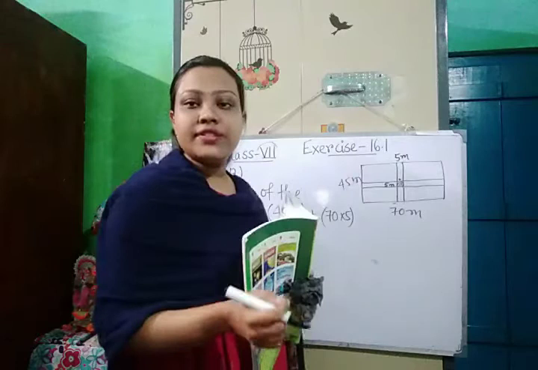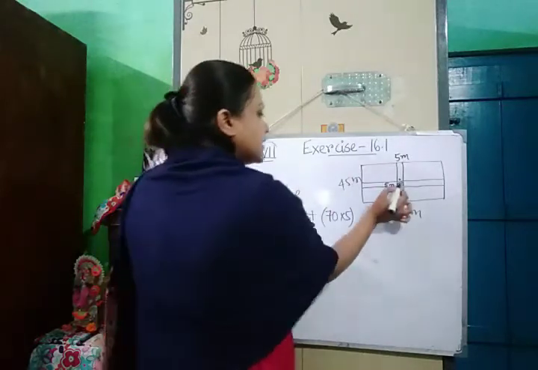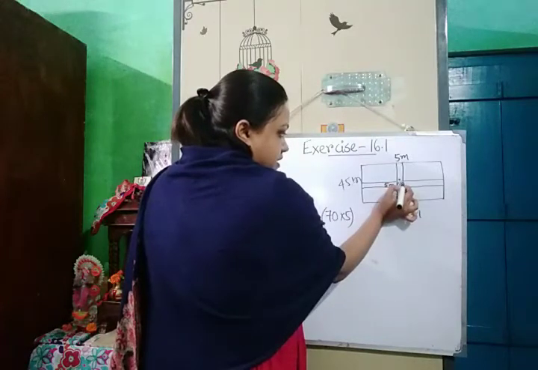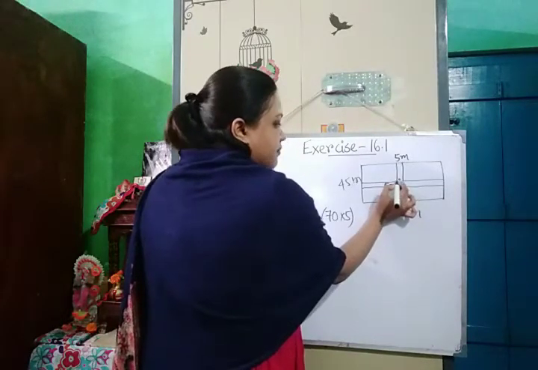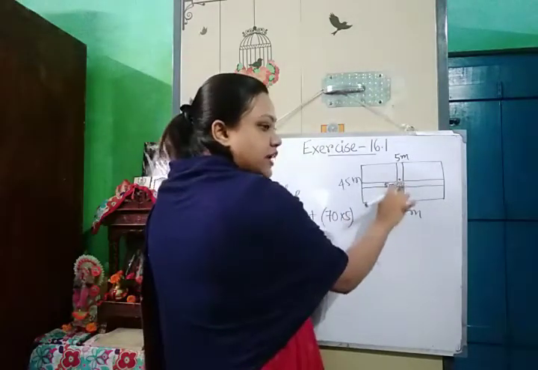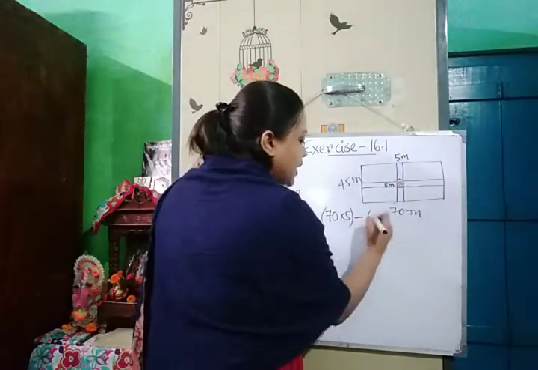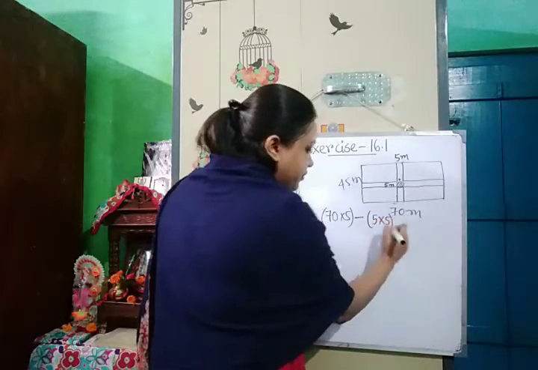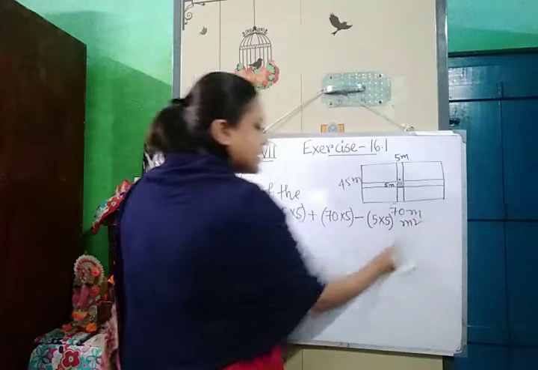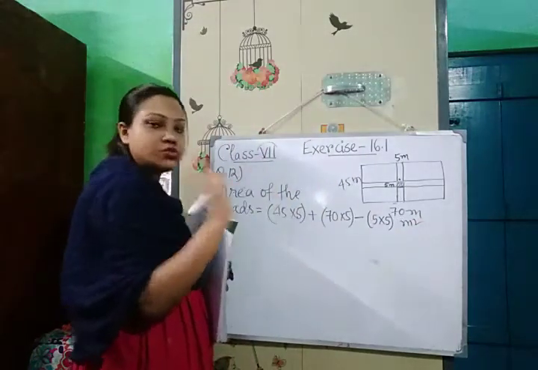With the area of this small portion, you can see this is 5 meter and this is 5 meter. So this is a square shape, 5 and 5. So the area of this square will be side into side, means 5 into 5. So we will subtract 5 into 5 meter square. Now this much meter square is the total area of these two roads.